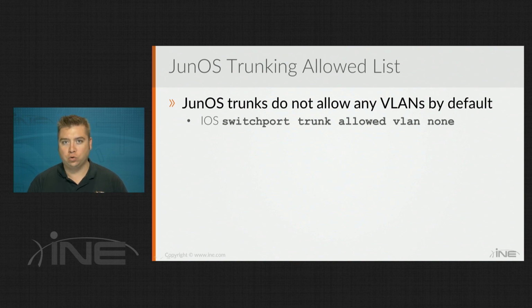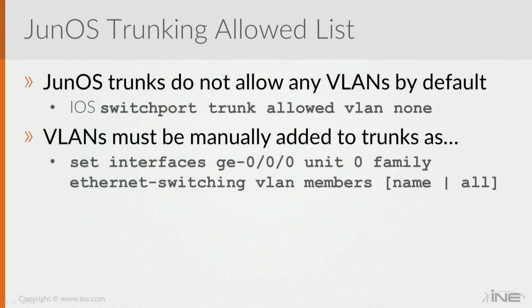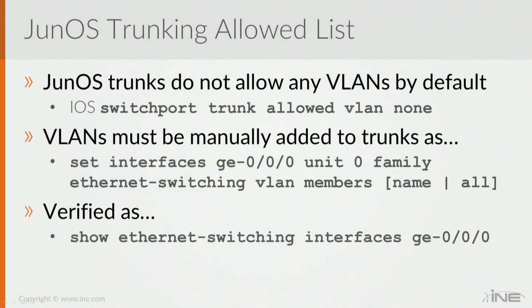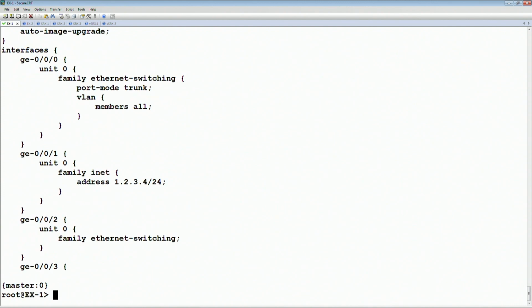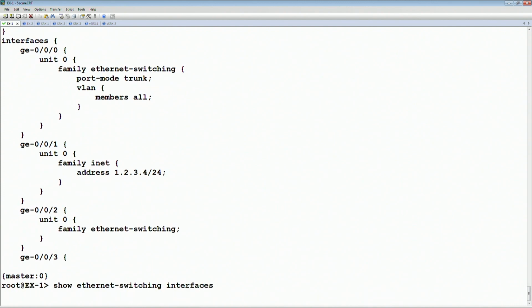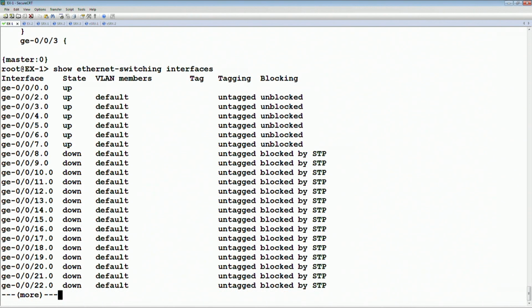You configure the link as a trunk, but it's not going to pass any traffic unless you manually define the VLANs on the particular interface. The way that we do this is by saying, under the Ethernet switching address family, what are the VLAN members. The verification is the same as the command that I just showed, which is show ethernet-switching interfaces. So right now, when we look at that output, if there are no VLANs listed here, then it means it's not actually doing any forwarding. We can see all of these other ones are in the default VLANs.